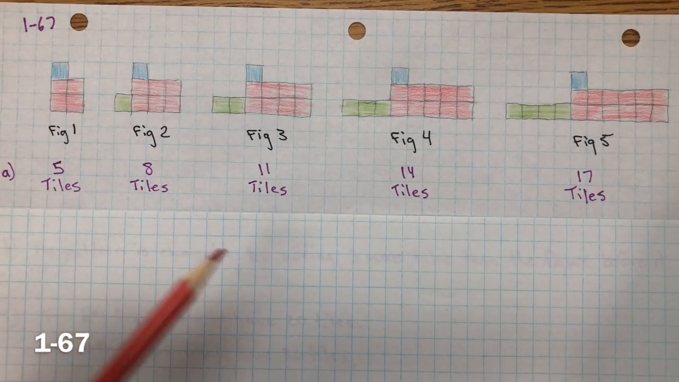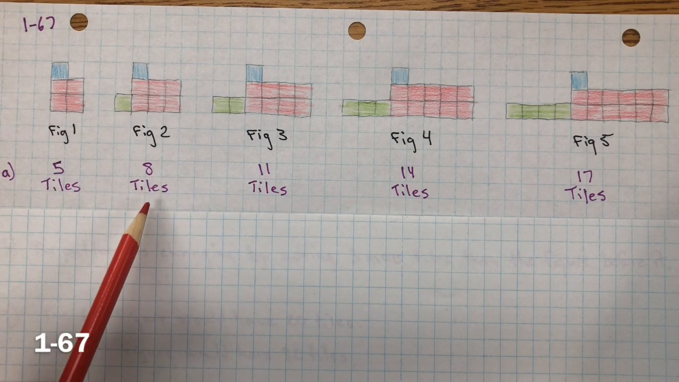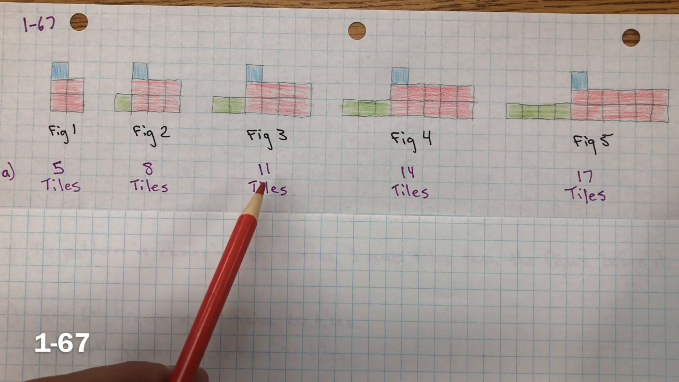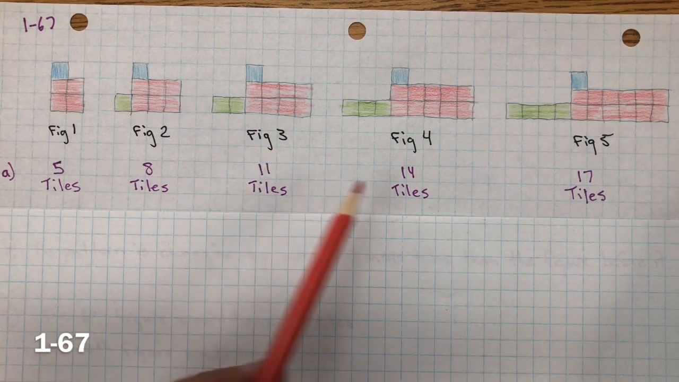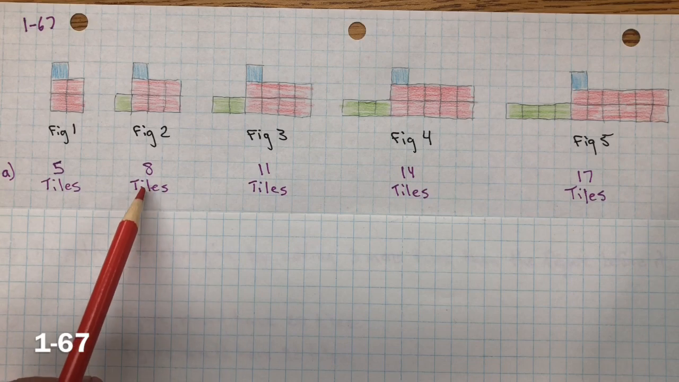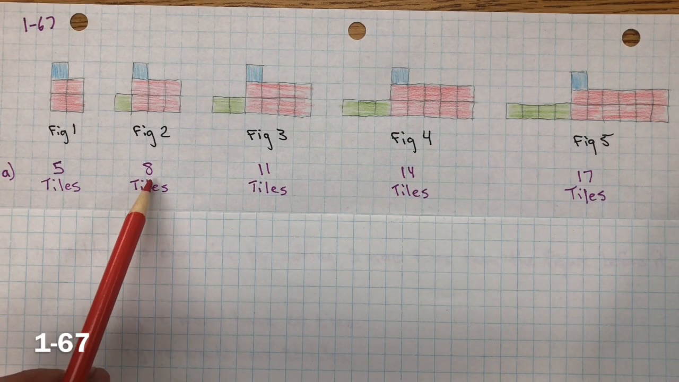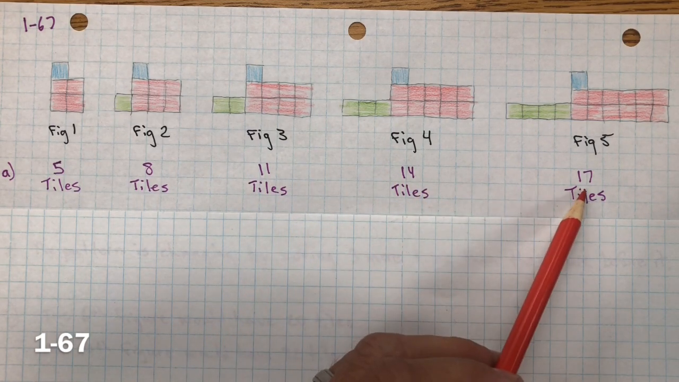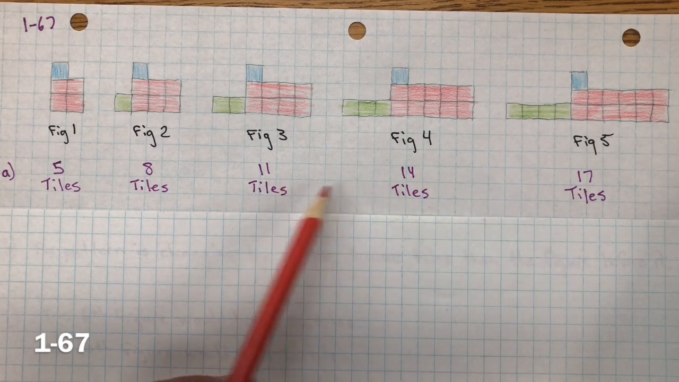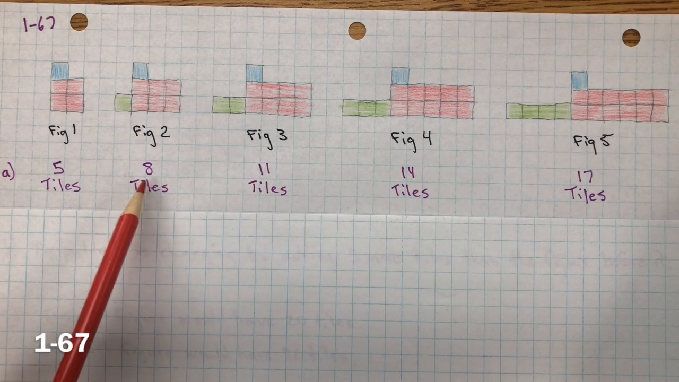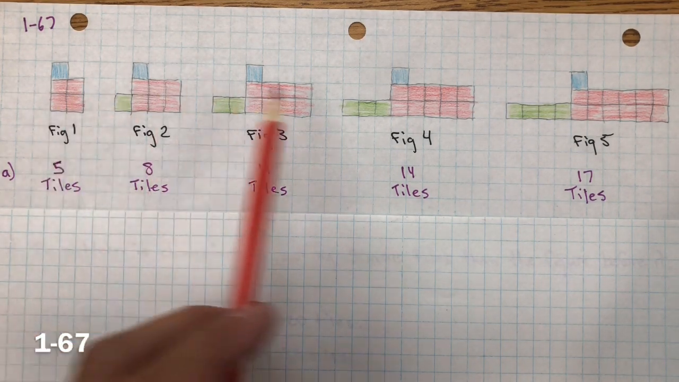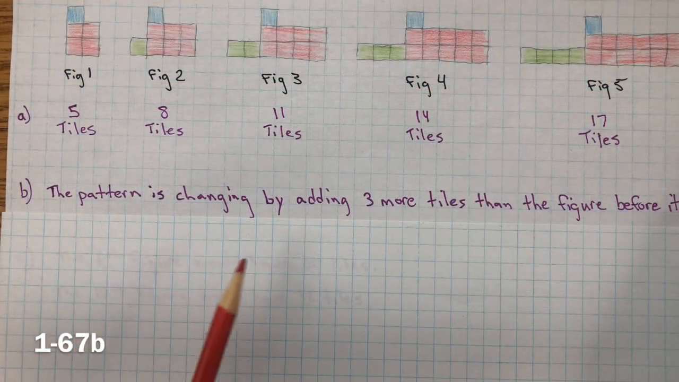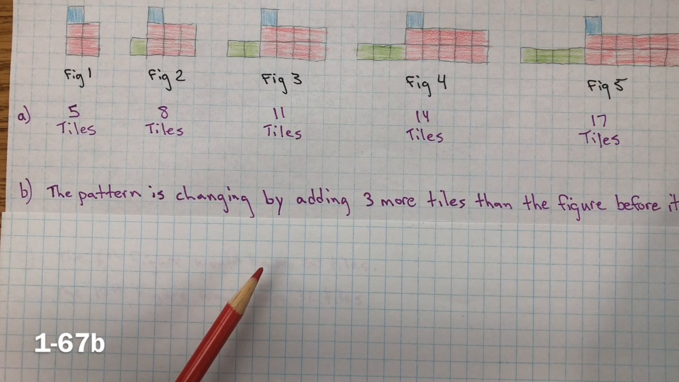For part A, we needed to figure out how many tiles were in each figure. So I knew that there were 8 tiles in 2, 11 in 3, 14 in 4, and I saw a pattern that they're increasing by 3, so 8 plus 3 is 11, plus 3 is 14, plus 3 is 17. And you can do it the opposite. 11 minus 3 is 8, 8 minus 3 is 5. Or you can go ahead and just count them. So for part B, the pattern is changing by adding 3 more tiles than the figure before it.